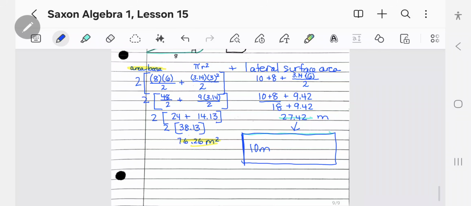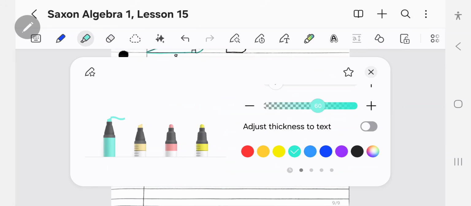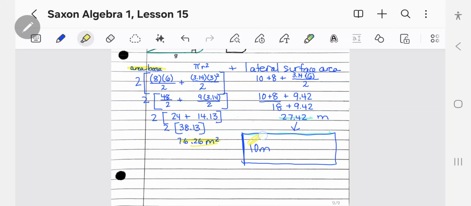So we're going to find the area of this whole thing. We'll use a different color here. This whole area is going to be the 27.42 times 10, which is going to be 274.2 square meters, because you're multiplying meters by meters.